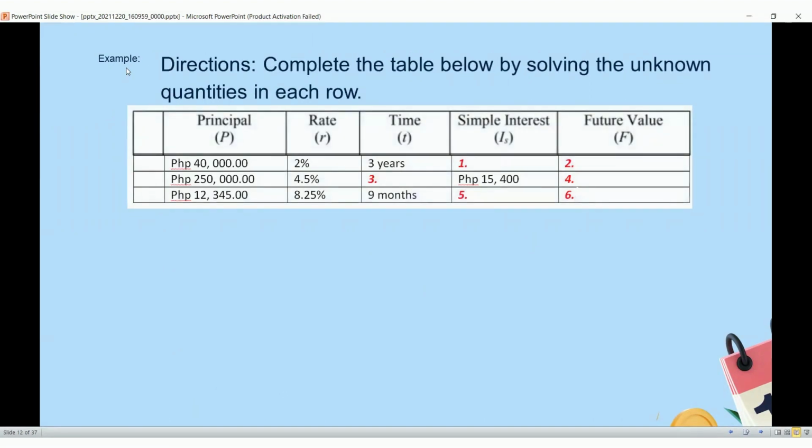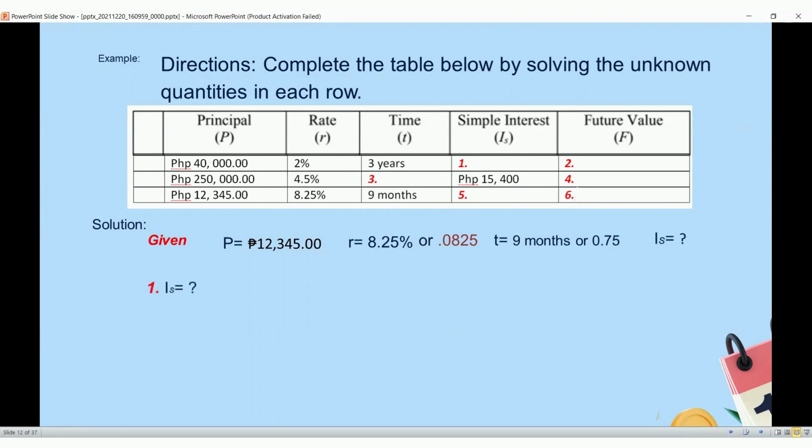Yung ating number 5 naman and number 6. So, simple interest ulit ang nawawala, di ba? So, hanapin muna natin ang given. Yung P natin ay 12,345 pesos. Ang ating rate ay 8.25%. So, kailangan natin tanggalin ang percent. So, mumulang ulit natin ang decimal ng 2 beses sa left. We will then have 0.0825. Sa ating time, 9 months, di ba? So, i-divide natin ang 9 months sa 12. Then we will have 0.75 years.